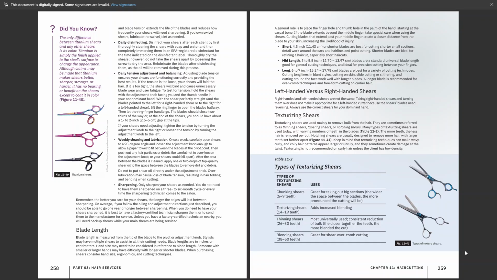If your shears need adjusting, tighten the tension by turning the adjustment knob to the right, or loosen the tension by turning the adjustment knob to the left.